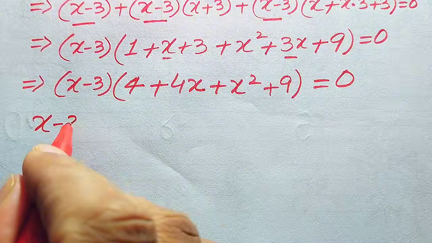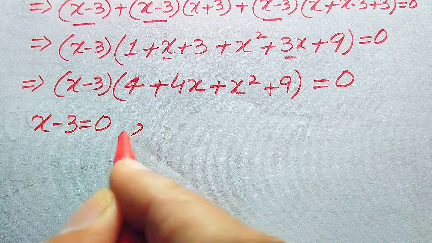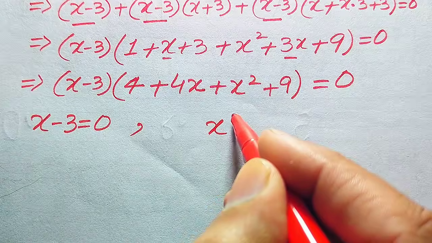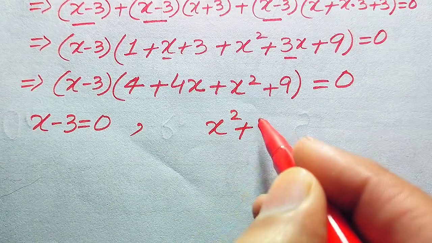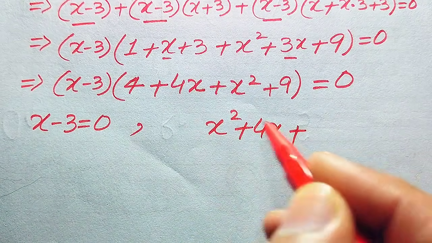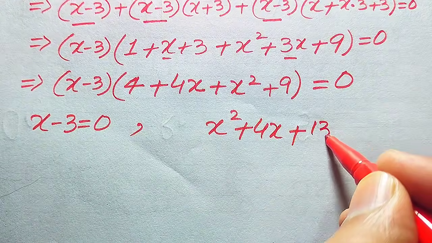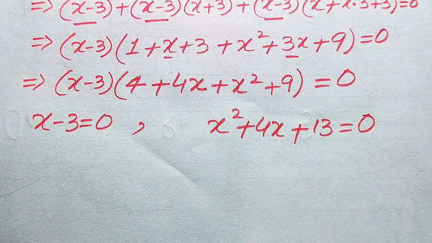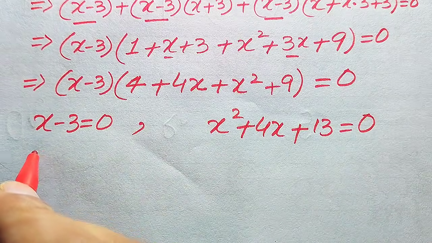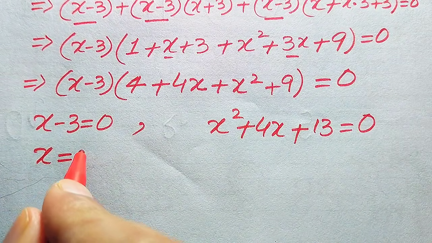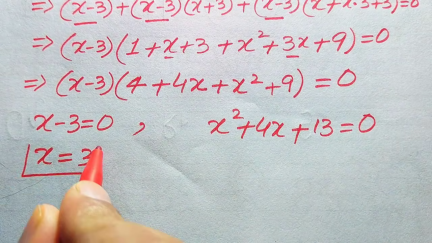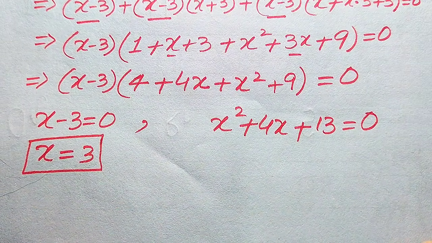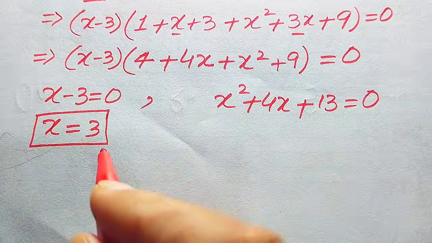The first case is we write x minus 3 equals 0, and the second case we also write in the standard form. So it is x square plus 4x plus 4 plus 9 becomes 13, and this whole equation is equal to 0. Here we focus on the first term, and we move this minus 3 to the right hand side, and we easily get the value of x is equal to 3. So this is the first root of the given equation, and this is the real root.